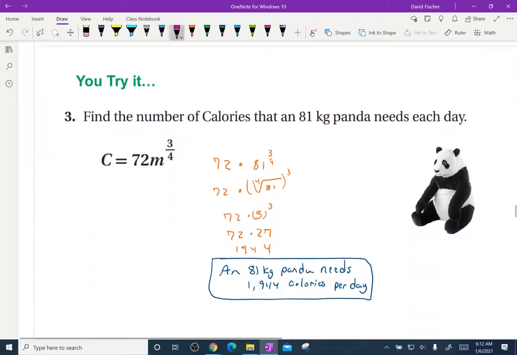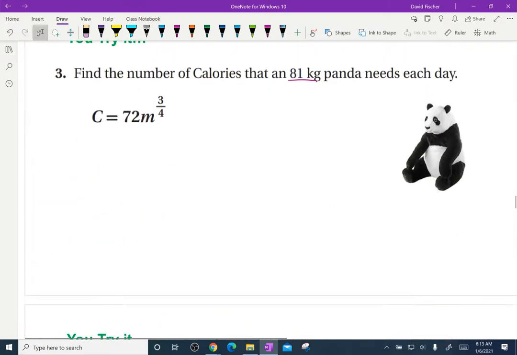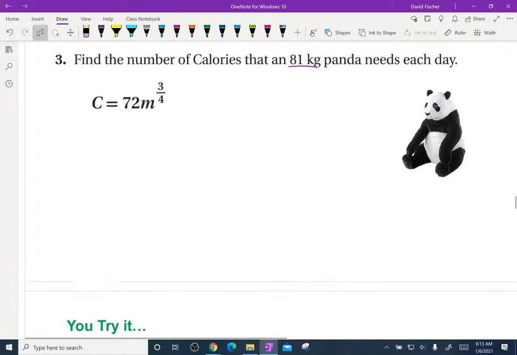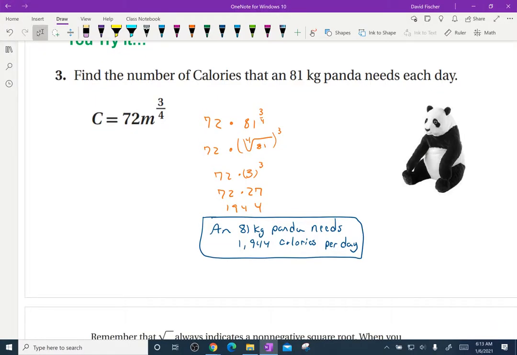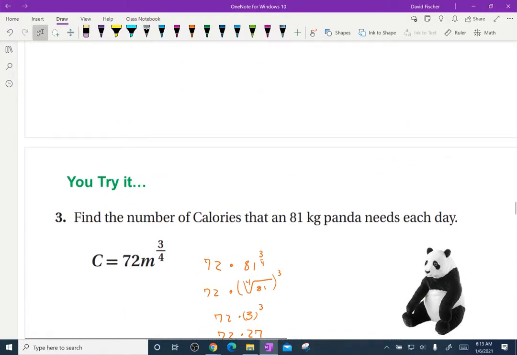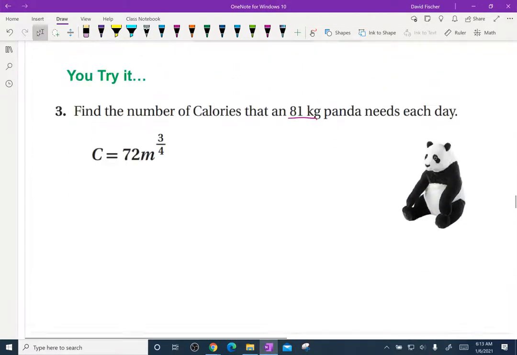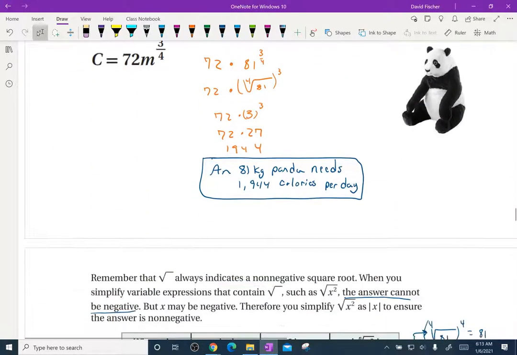Okay, all right. I got that an 81-kilogram panda needs 1,944 calories per day. That's a pretty good chunk compared to our answer up here, 576. So he burns a lot more calories a day. Man, that's a lot. It's like 3 times a dog. Yeah, he's probably quite a bit heavier than the dog, though. How much was our dog? 16. Yeah, he's a lot heavier than our dog.